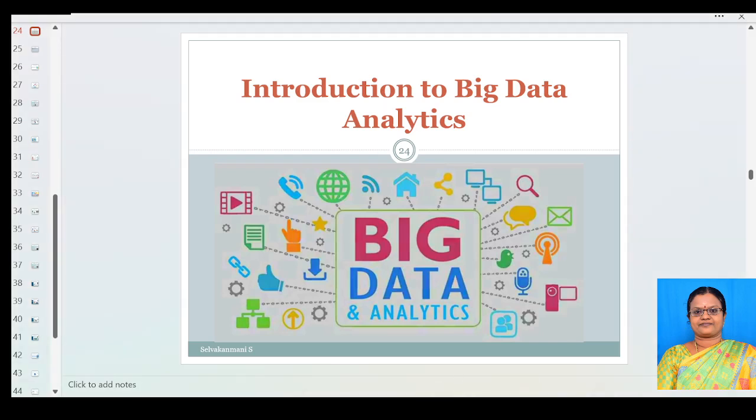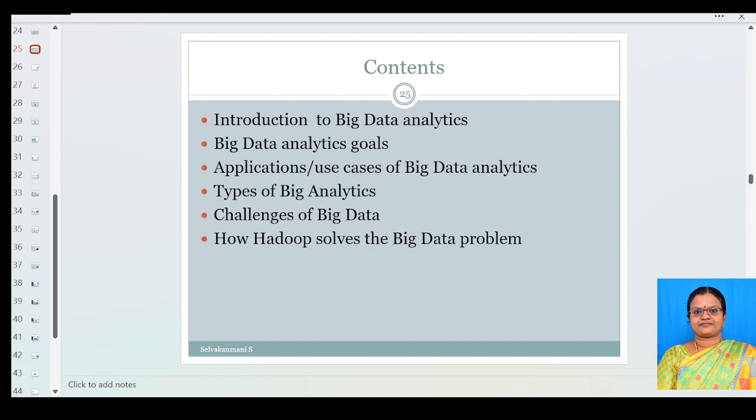Hi, now we will see about introduction to big data analytics. So the content is introduction to big data analytics, big data analytic tools, and what are the applications or use cases of big data analytics, the types of big data analytics, what are the challenges of big data, and how Hadoop is going to solve such big data problems.